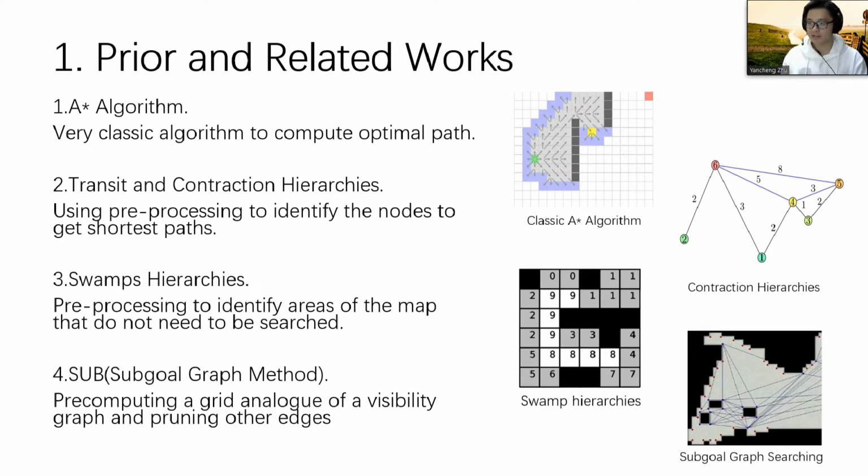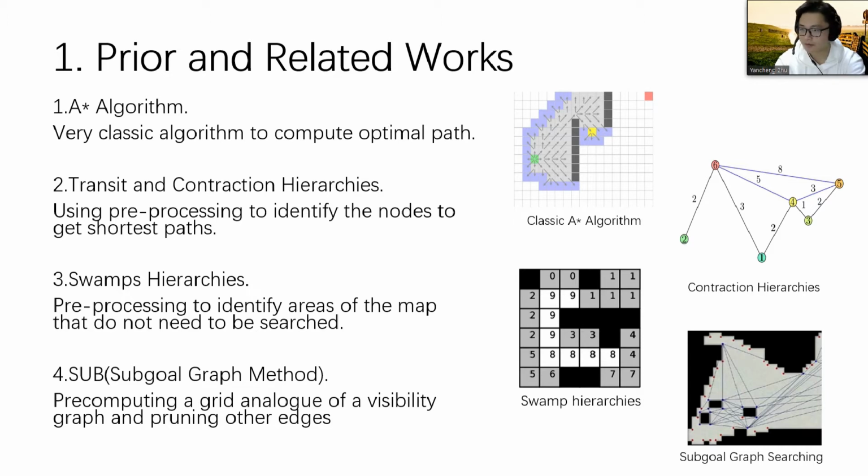About the A-star algorithm, this is very familiar to us, and it is also the basic idea of today's algorithm. And there are another 3 kinds of related works. First one, the transit and the hierarchies. It is a method that can pre-compute the nodes in the map and lead to the shortest path.